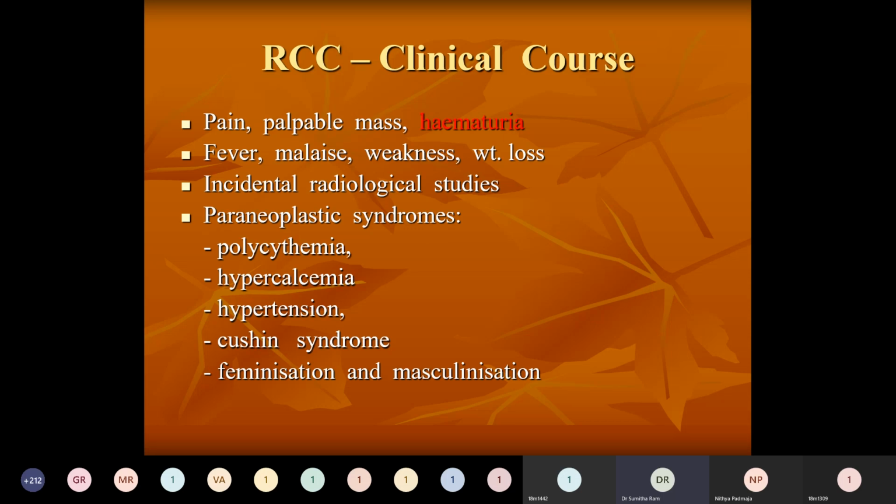Now, how does this renal cell carcinoma progress? Clinically it can present as pain or a palpable mass in the retroperitoneal region, that is in the lumbar region, or in most cases it presents as hematuria.